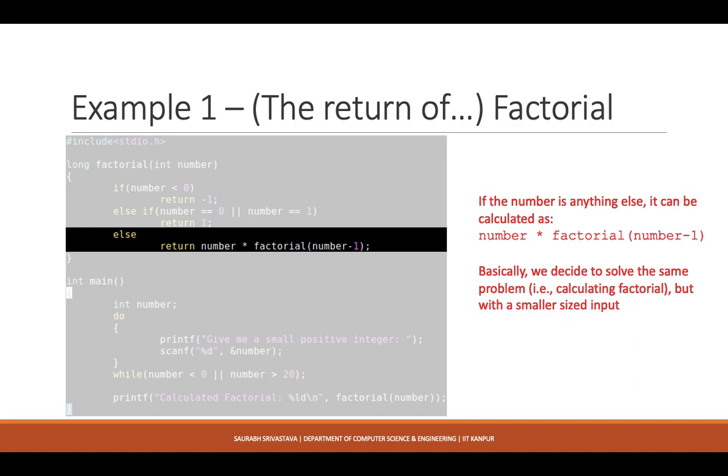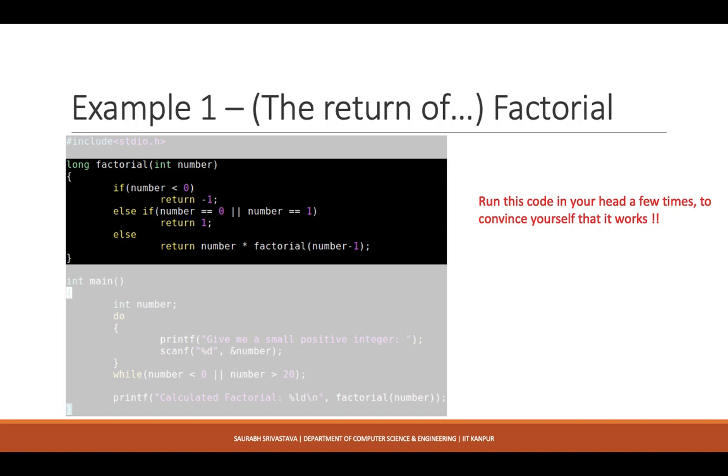I'm going to recursively, this is the term that we use, call the factorial function for a smaller number, and then whatever is the factorial for that smaller number, I'll multiply it with the current number, and then I get the answer. And this is exactly how we have studied it in mathematics as well: factorial of n equals n into factorial of n minus 1.